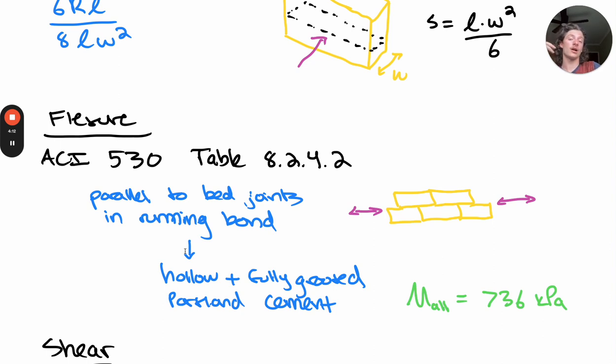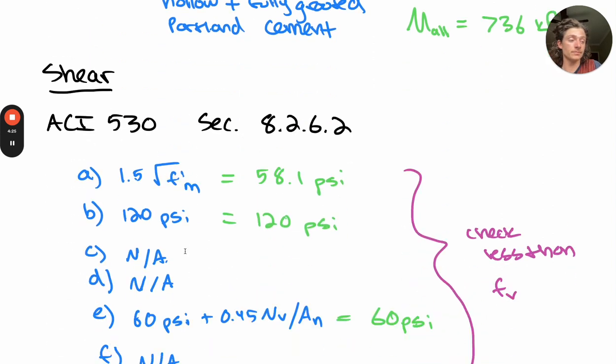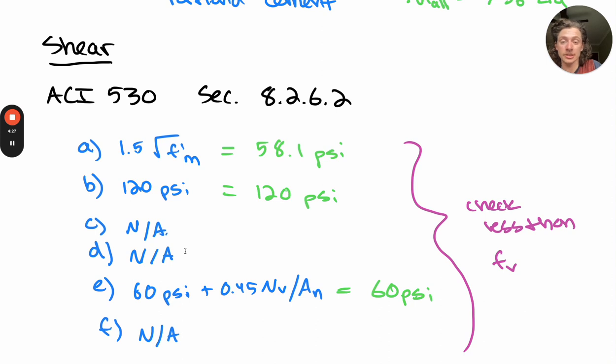M allowable, or our allowable flexural stress, in this case I've kind of mislabeled it, of 736 kilopascals. You'll see the units work out, and we'll compare that to our maximum flexural stress. And regarding shear, we do a similar calculation from the component analysis section, where we check conditions A, B, and E. C, D, and F are not applicable in our case.